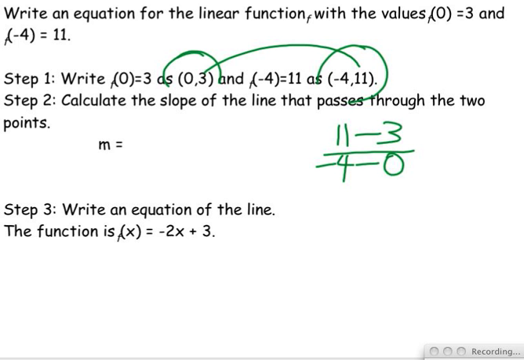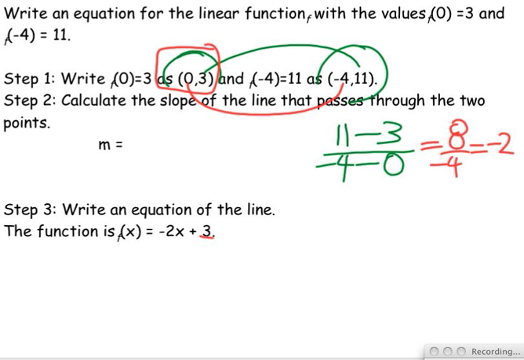Okay, that's the first part. Now, you've got the y-intercept. The y-intercept is right here. So it should be logical that that's going to be 3. You've got your slope, which is negative 2. So remember, when we use function notation, it's pretty much the same as using y.